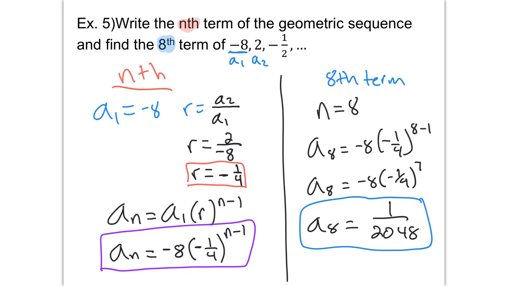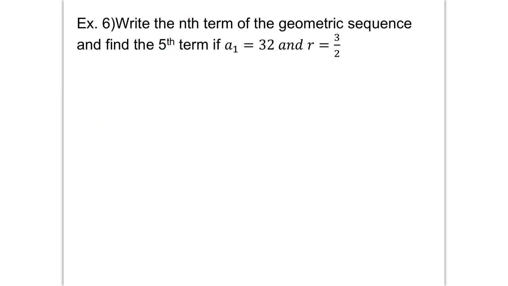So let's try another example. And for this example, it's a little bit easier because we do want to find the nth term. We want to find the 5th term, but they give us the first term and the common ratio already. So all we have to do is use that common ratio, you substitute, and then you guys can simplify to find the answer. So first, let's go ahead and find the nth term.